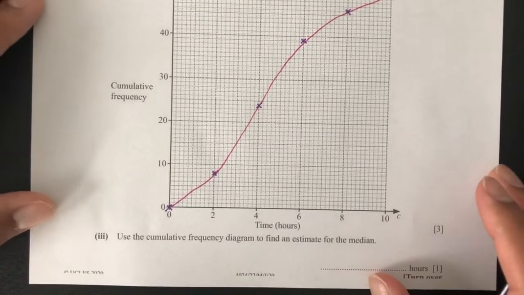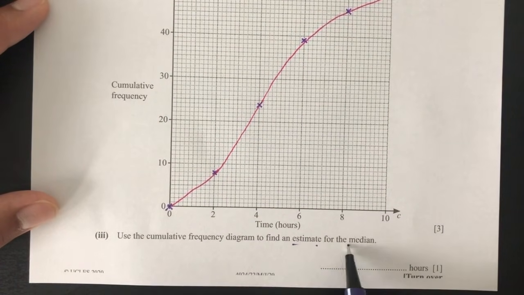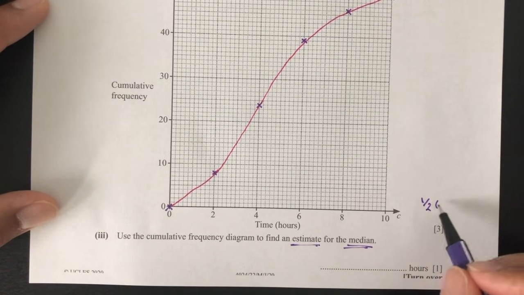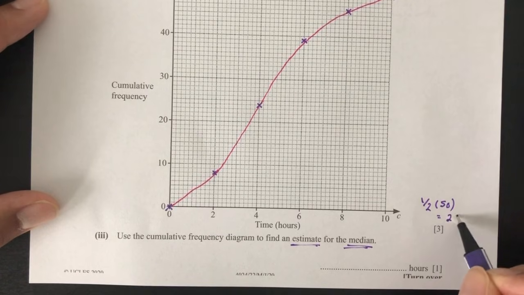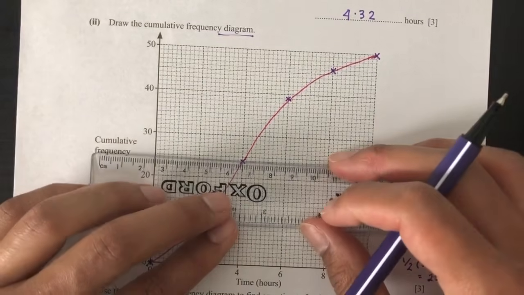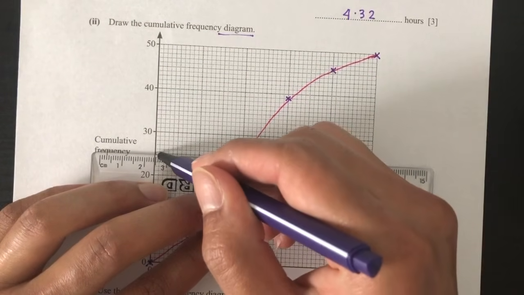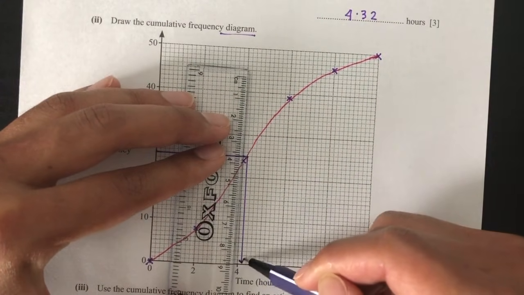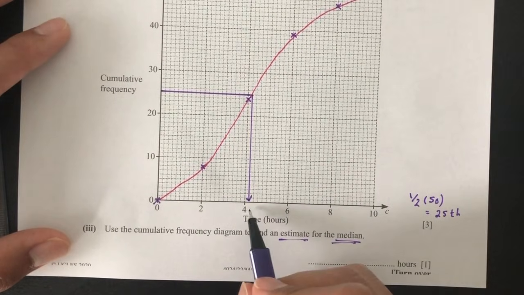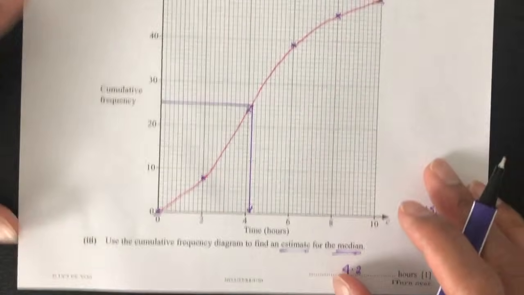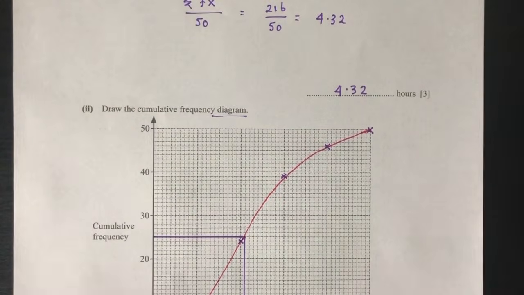Okay, question part 3 says use the curve to find the estimate for the median. So pretty easy. We know the median is half the value, which is 50 people. That will be the 25th value. So you go on this curve on the graph, you go to 25, and then you find the corresponding value. So for my curve, it shows that the value for median will be 4.2. So 4.2 hours will be my median estimate for this table. And that is my question number 4.